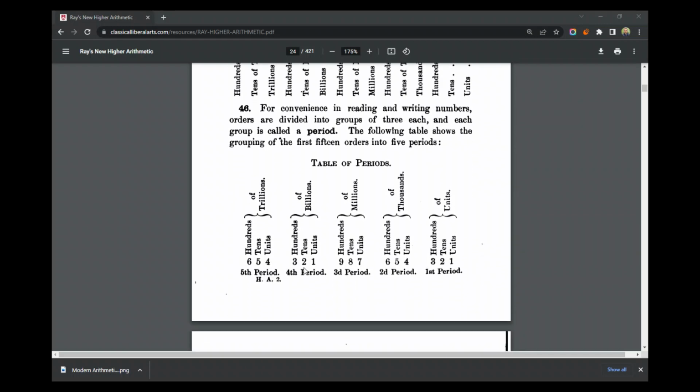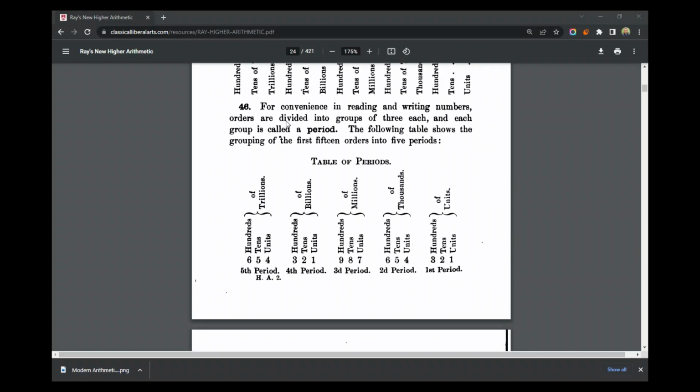Article 46. Article 46 is telling us that this is simply a matter of convenience, a way to make reading and writing numbers easier. For convenience in reading and writing numbers, orders are divided into groups of 3. Orders are divided into groups of 3, and this is just for convenience in reading and writing numbers.